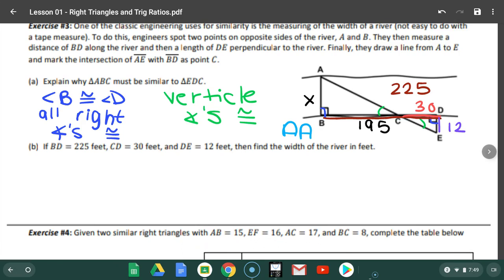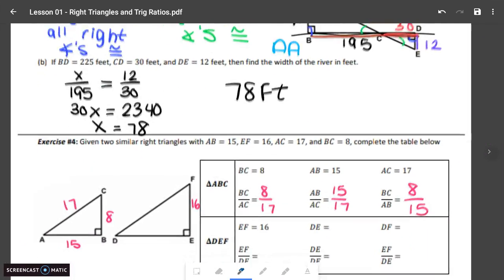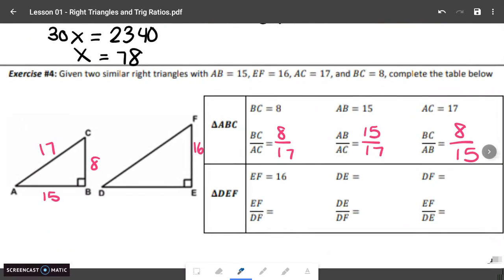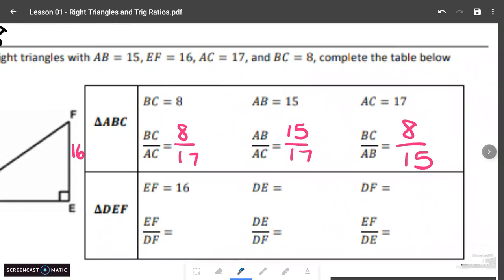Now, I went a little bit ahead here in exercise 4, and I filled in the pieces that we knew. So I'm given that we have two similar right triangles. I have AB is 15, EF is 16, AC is 17, BC is 8. And then I was able to fill in this table for triangle ABC because it was all these pieces. BC was 8 over AC is 17. Then I got 15 over 17 and 8 over 15.